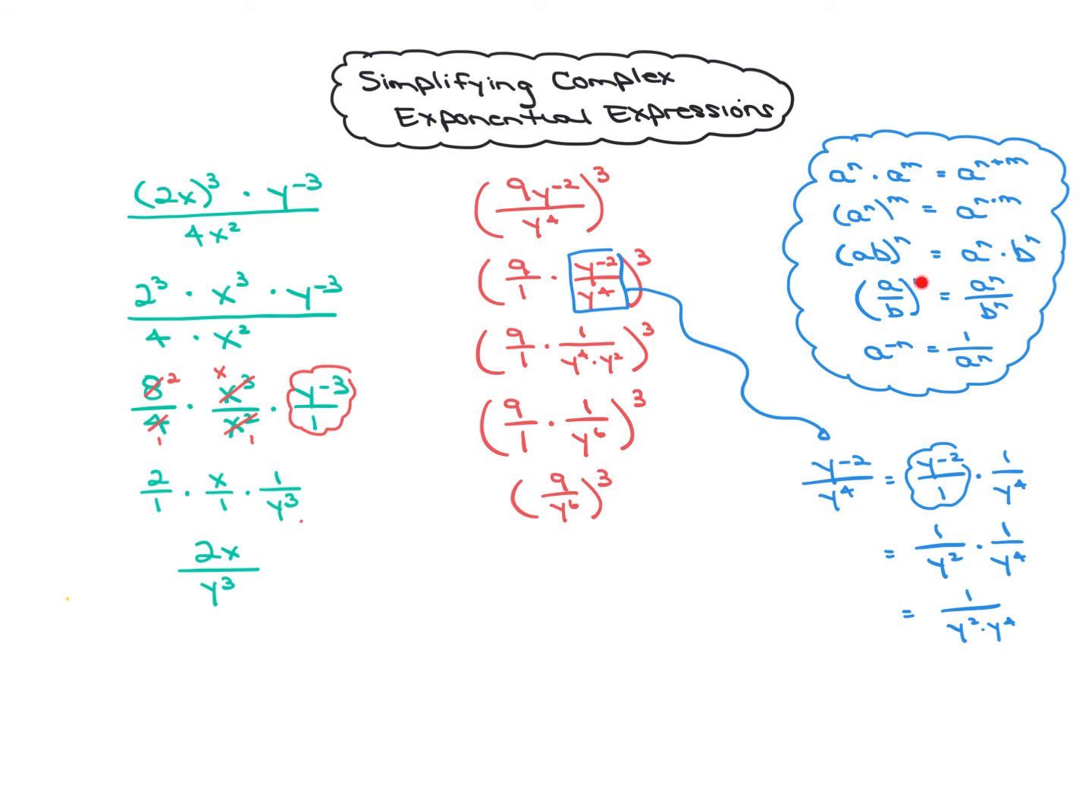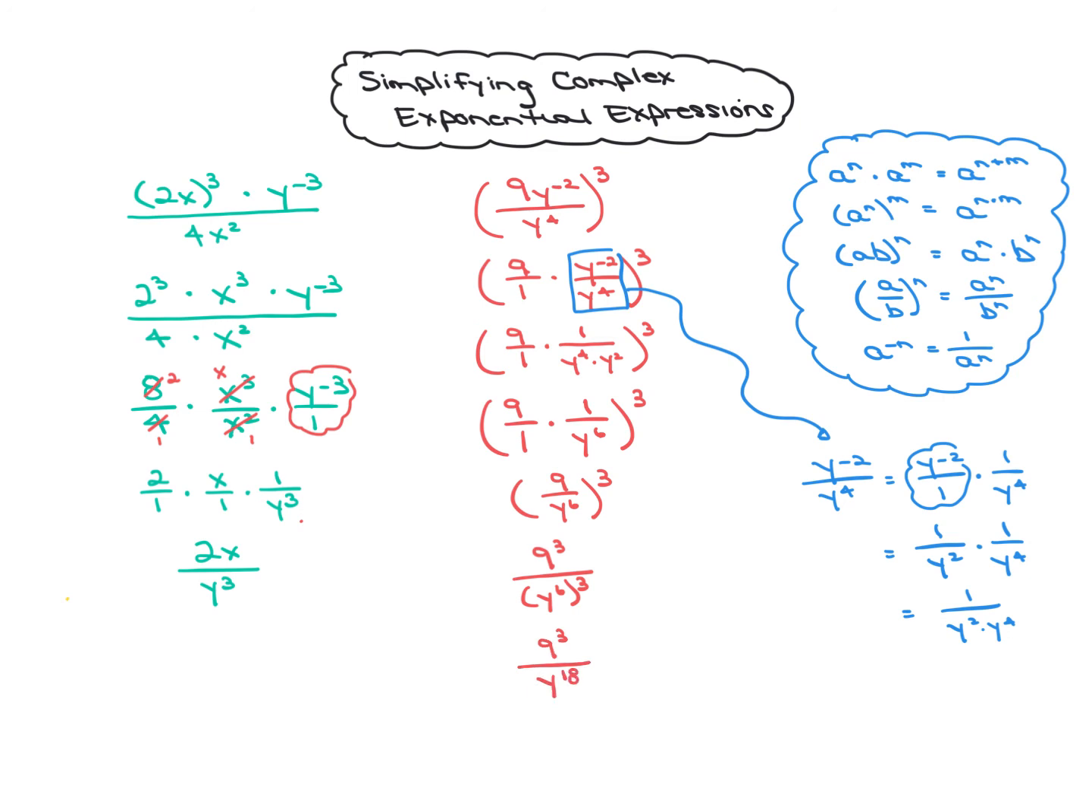We'll be distributing that exponent to both the numerator and the denominator in division. 9 cubed, y to the 6th, all cubed. And then lastly, we have a power being raised to a power, so we'll multiply the exponents. 9 cubed over y to the 18th.